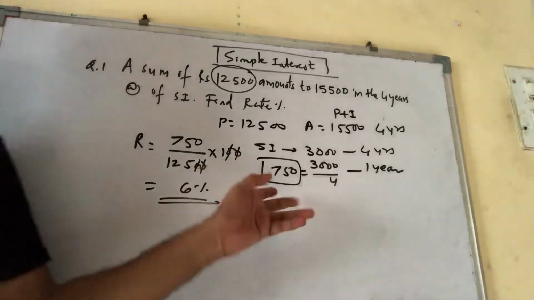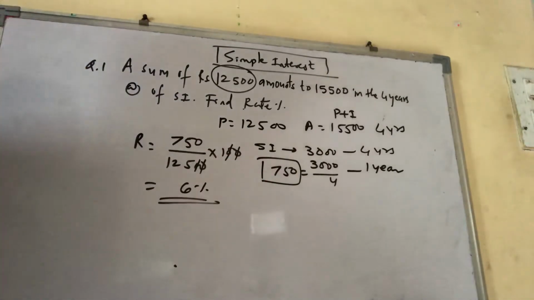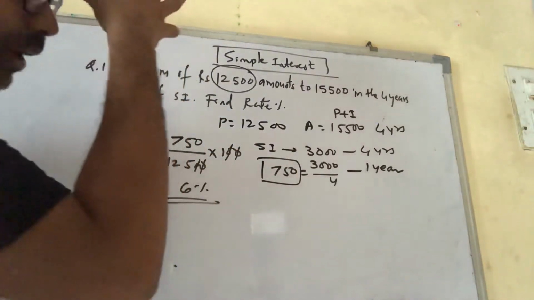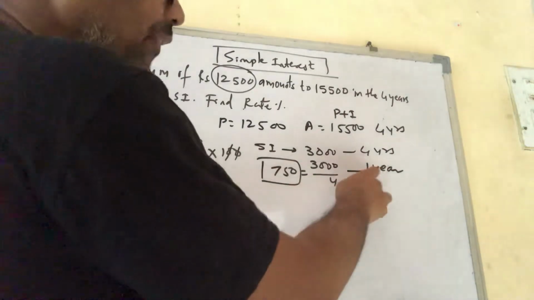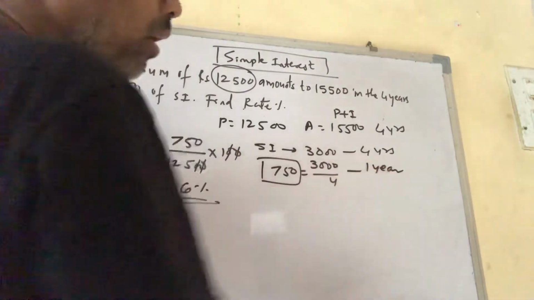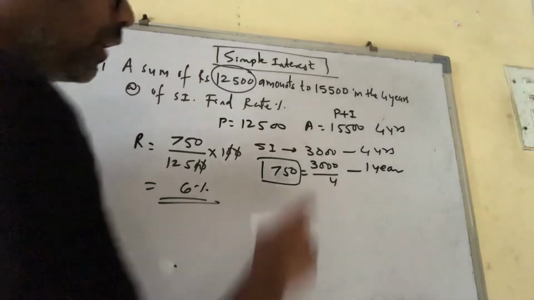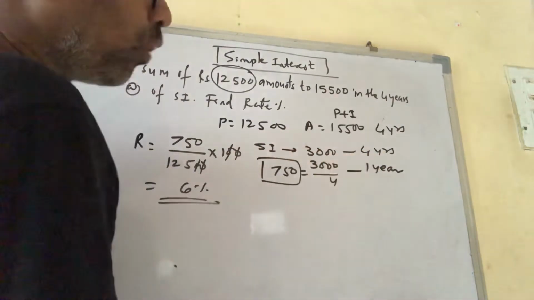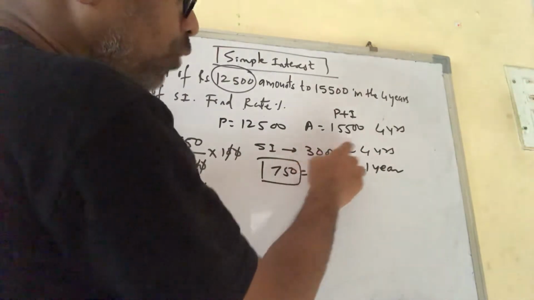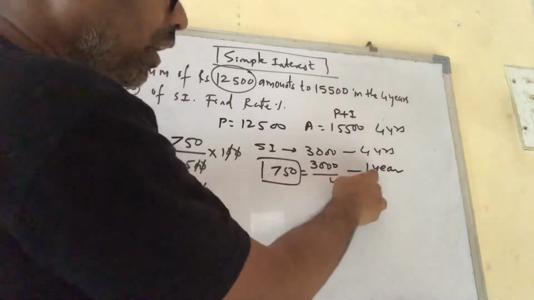So the same problem can be done with the help of this method. You can do it directly. The only thing is that we have calculated your interest on a yearly basis. This 3,000 was interest for how many years? 4 years. So I have divided 3,000 by 4, so I have got 750 for a year.